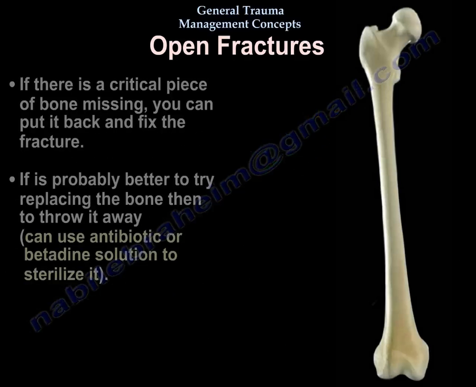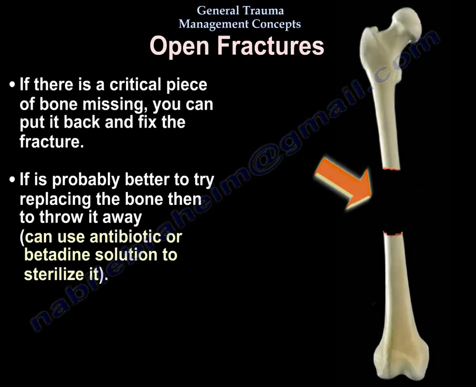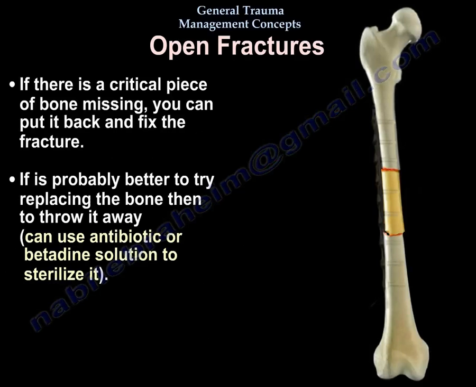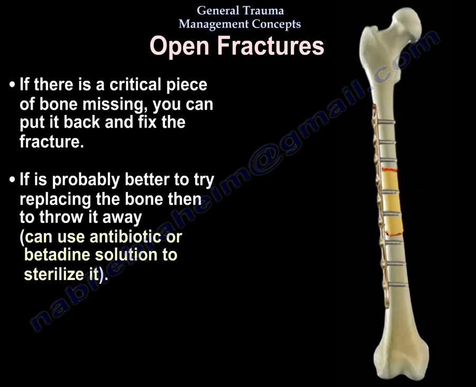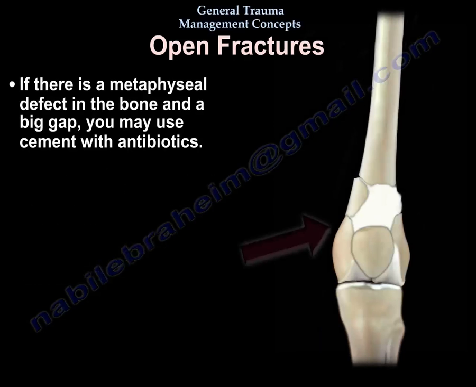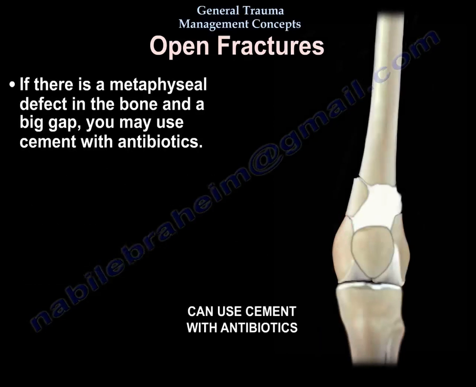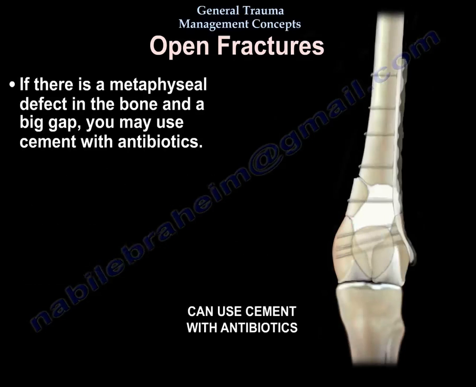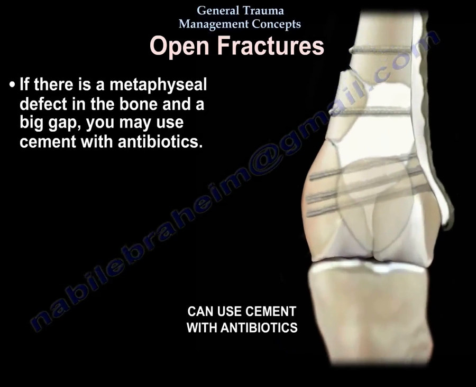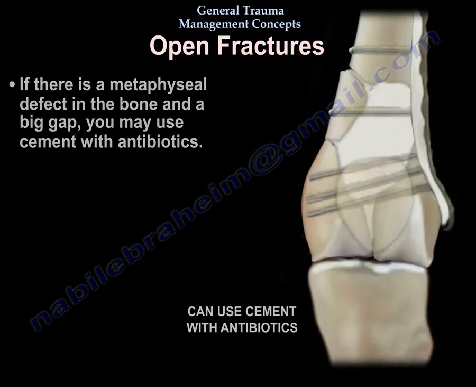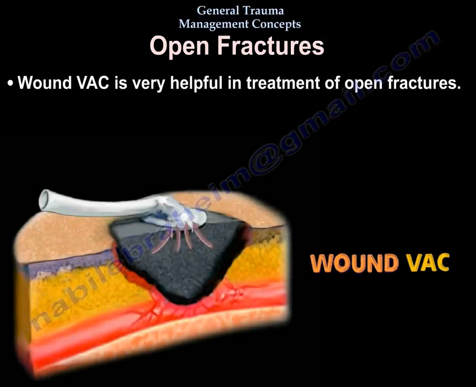Or if there is a critical piece of bone that's missing and it is found, you can sterilize it and put it back and fix it. It's probably better to give it a try rather than throw it away. You can use antibiotic solution or betadine to sterilize it. If there is a metaphyseal defect in the bone and a big gap, you may use cement with antibiotics. Also, the wound vac is very helpful in the treatment of open fractures.